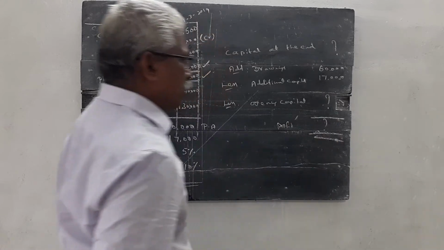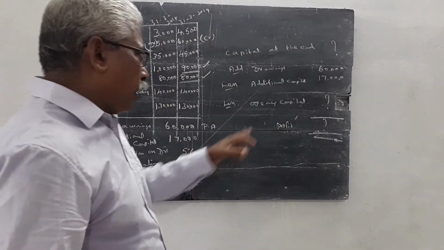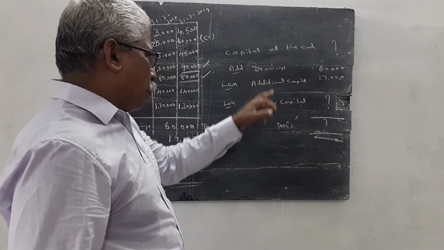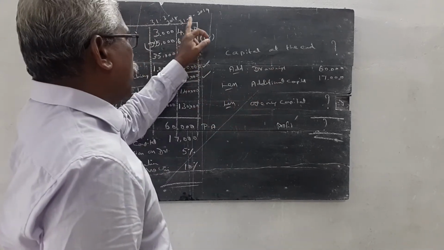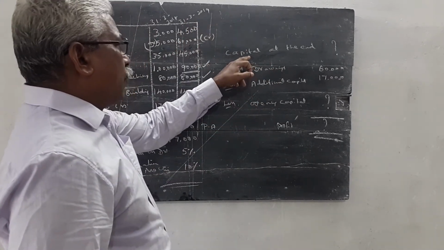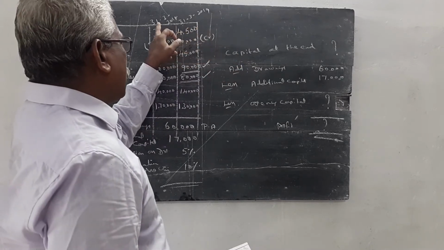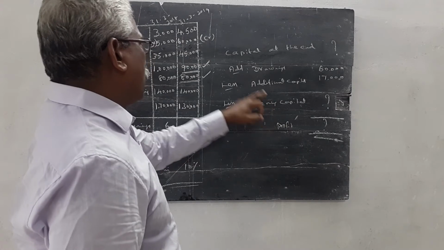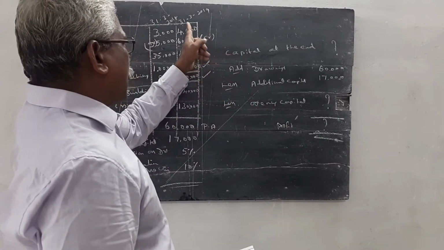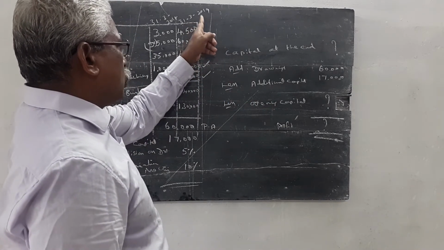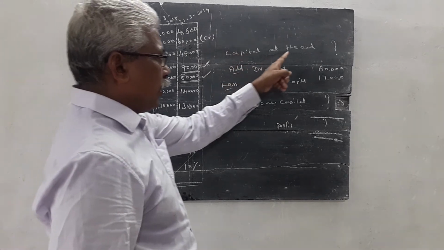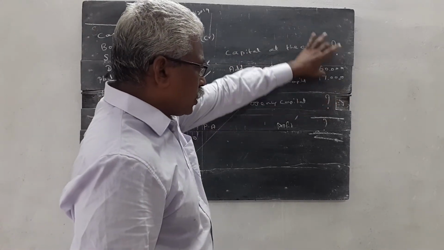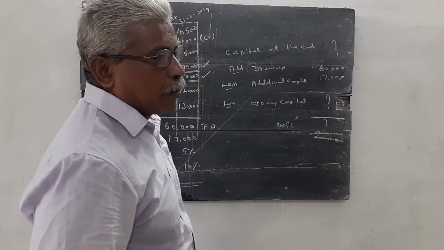Profit we have to calculate. So we have to prepare the statement of affairs as on 31/3/2019. First we prepare the statement of affairs as on 31/3/2018. We get opening capital. Then we prepare statement of affairs as on 31/3/2019. We can get the capital at the end. If these two informations are recorded, automatically we get the profit.